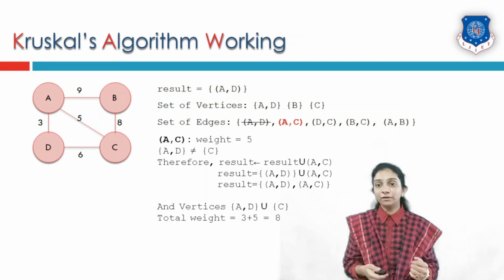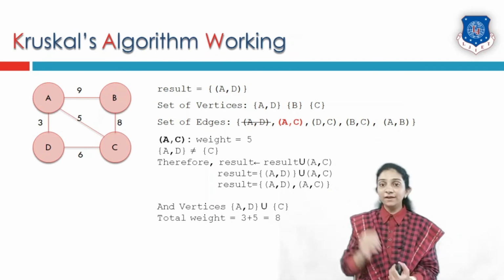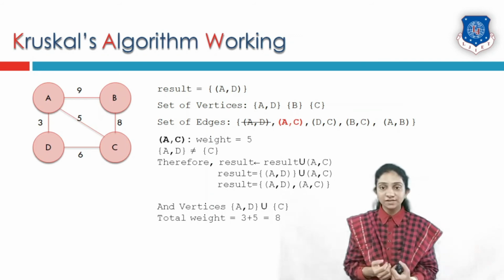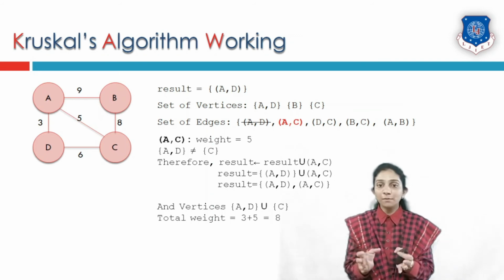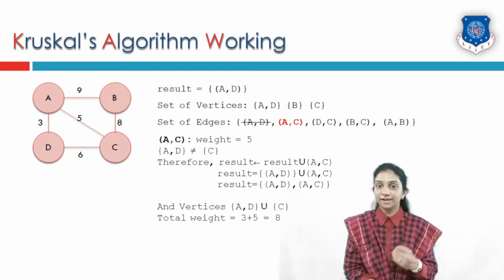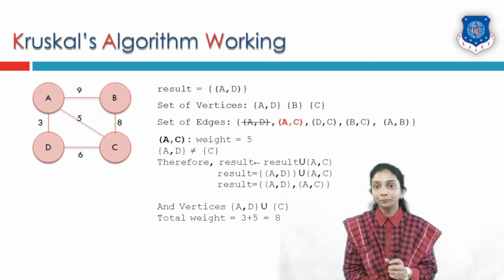And the total weight of the graph is the sum of the result edges. Inside the result set, there are two edges, A comma D and A comma C. We take the sum of the weights of these edges, that is 3 plus 5 is equal to 8.